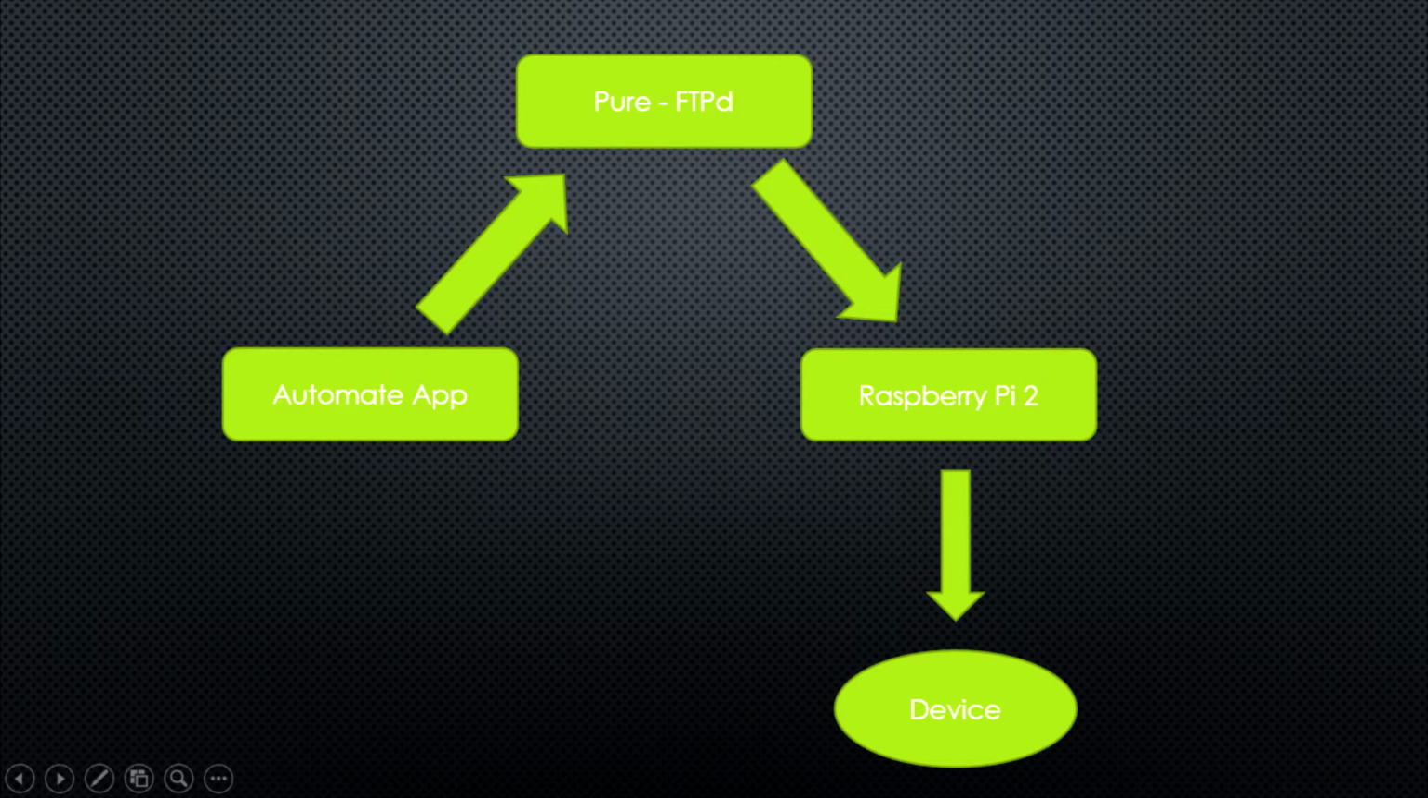So there is one more thing guys. I know this is not the best way to communicate between Automate app and Raspberry Pi, but this is the way I found right now. There might be some better ways, and if you know any other way, please suggest me and I'll work on it. So let's jump on to the other parts of the project.